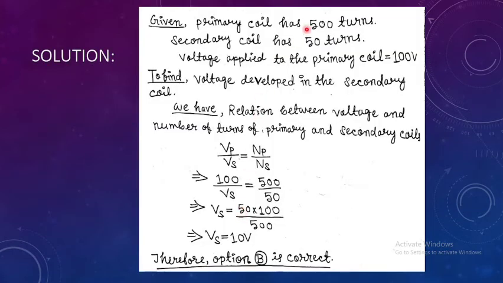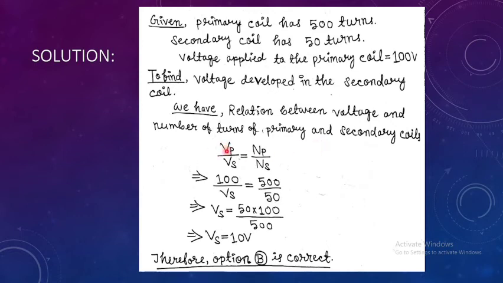So given the primary coil has 500 turns and the secondary coil has 50 turns. So it means 500 is to 50. Then the voltage applied to the primary coil is 100 volts. So that is the given parameter. To find the voltage developed in the secondary coil, we have the relation between the voltage and the number of turns of primary and the secondary coils.